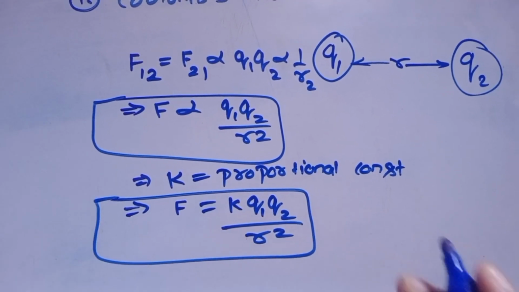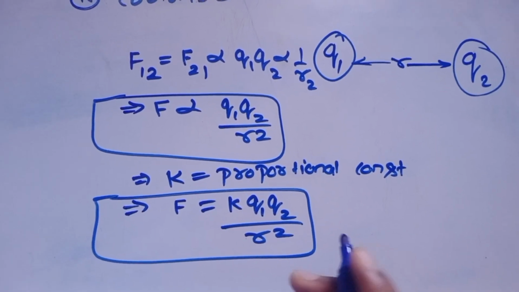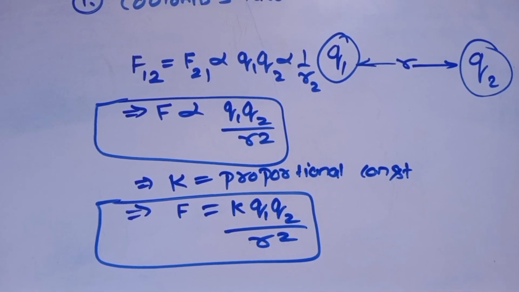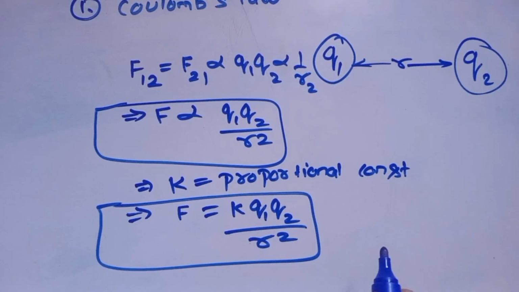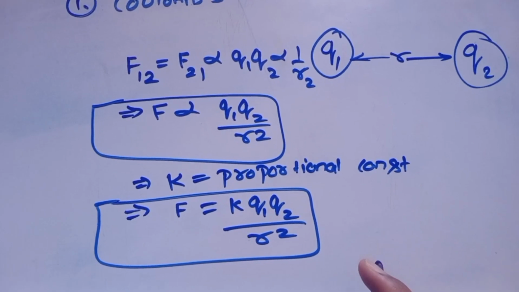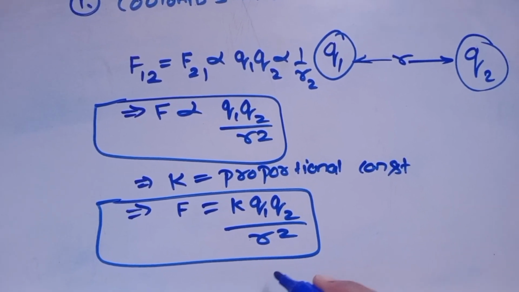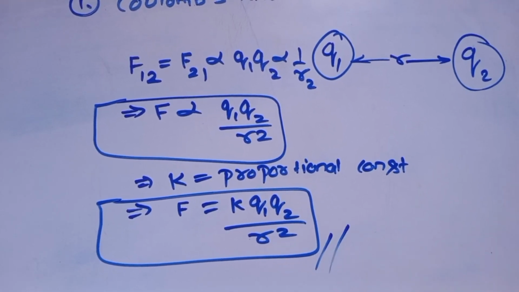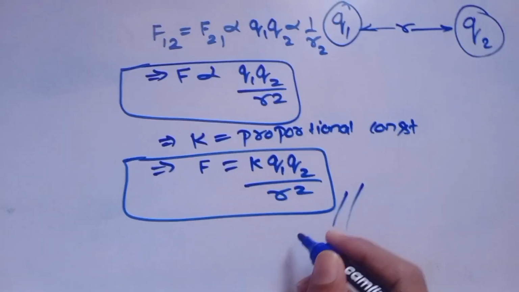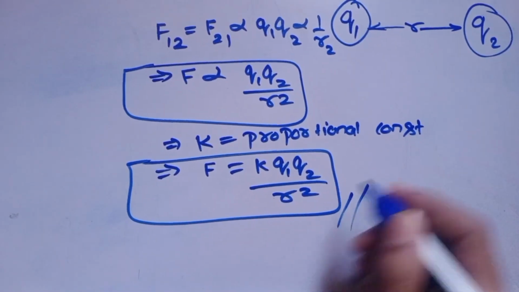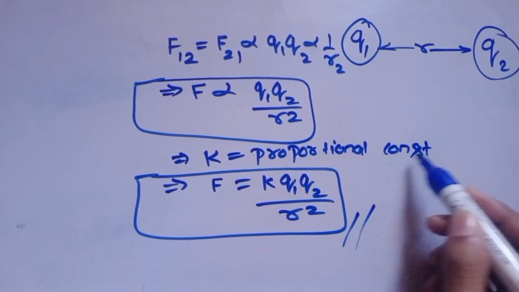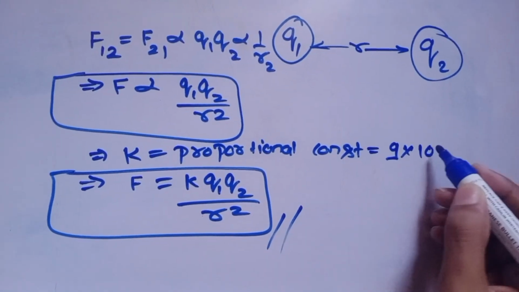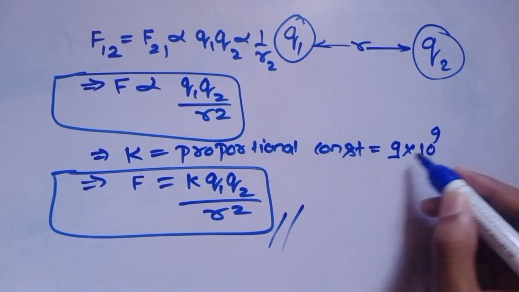Then by this, scientists found the experimental force is equal to the calculated force. So we can find the force between two charges by this formula. What is K? What is the value of K? K is the proportional constant and its value equals 9 into 10 to the power 9 for air.